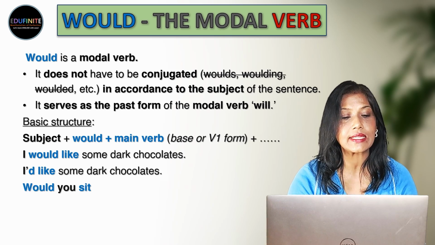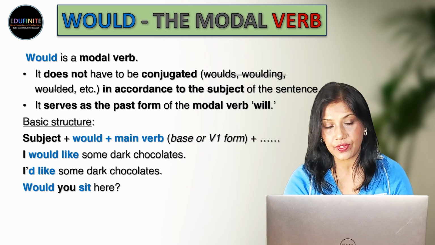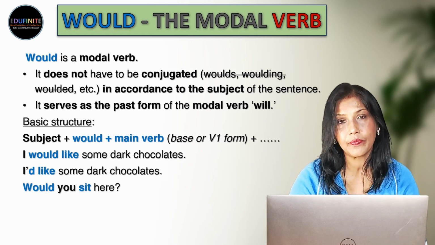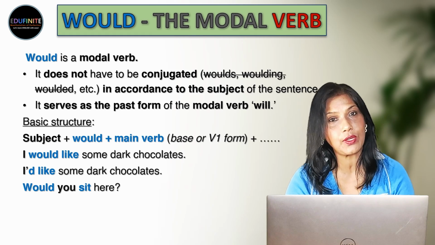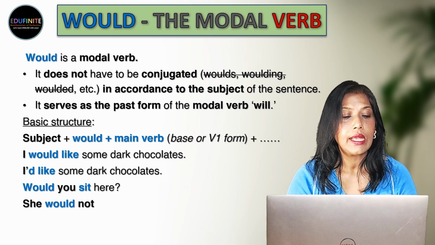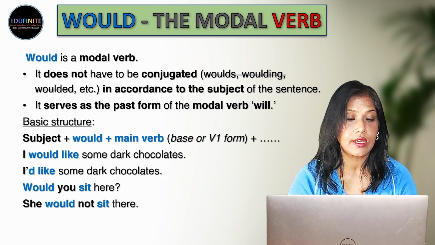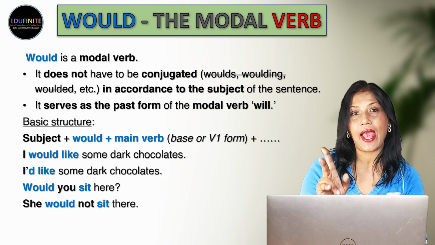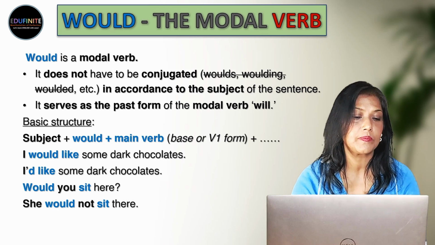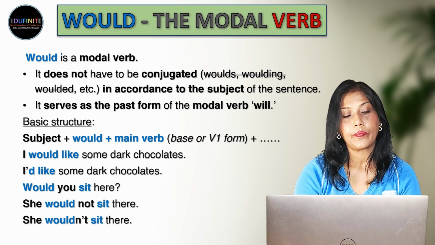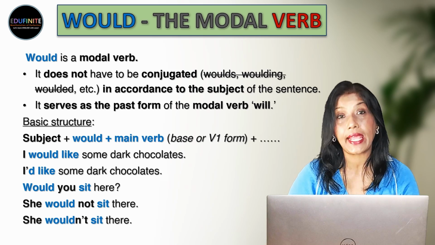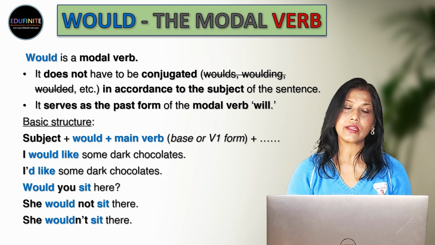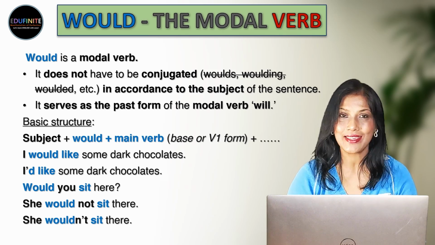The next sentence is an interrogative sentence. So we bring the would forward. Would you sit here? That's the structure of an interrogative sentence when we use would. Next we have the negative sentence. She would not sit here. So we introduce not in between would and the base verb, that is the main verb. Next, how do we contract a negative sentence? She wouldn't sit here. So this is the basic structure of how we use would in a sentence.